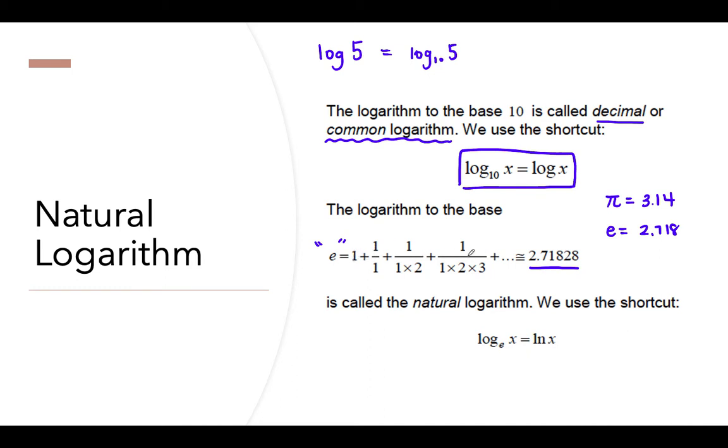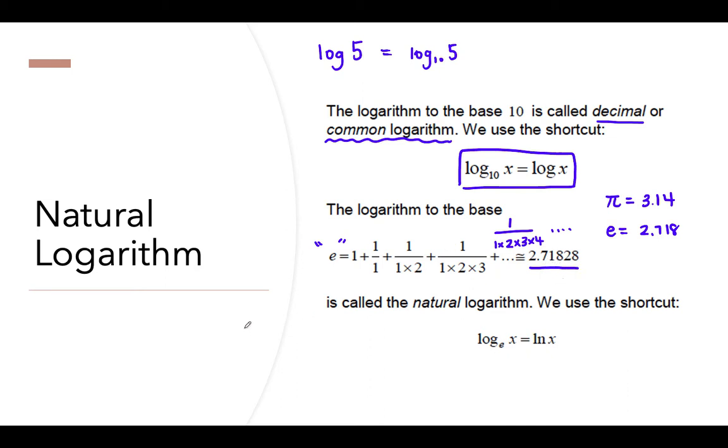E comes from a sum of reciprocals of the numbers starting with 1. So you're adding 1 over 1, plus 1 over 1 times 2, plus 1 over 1 times 2 times 3, and then you can approximate the next one, plus 1 over 1 times 2 times 3 times 4, and so on. If we add these reciprocals of multiplications of increasing numbers, you're going to get a number very close to 2.718.